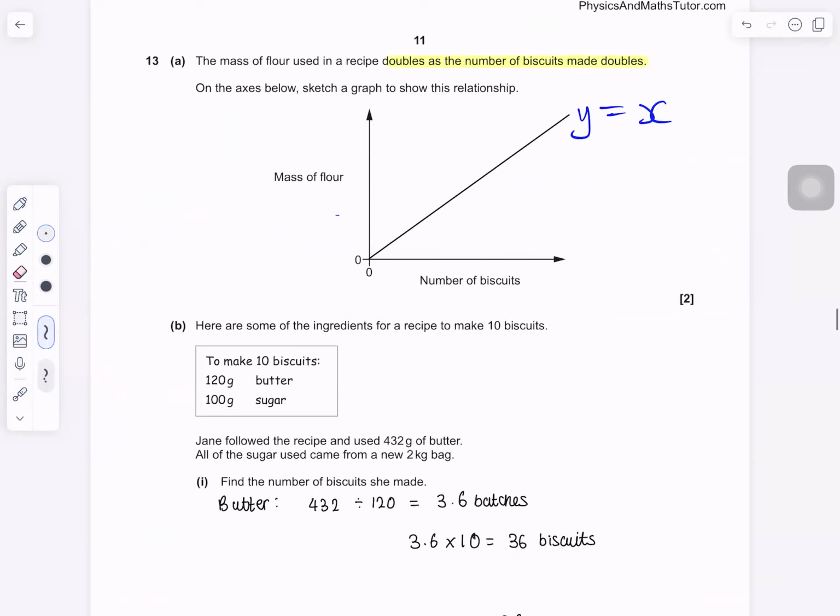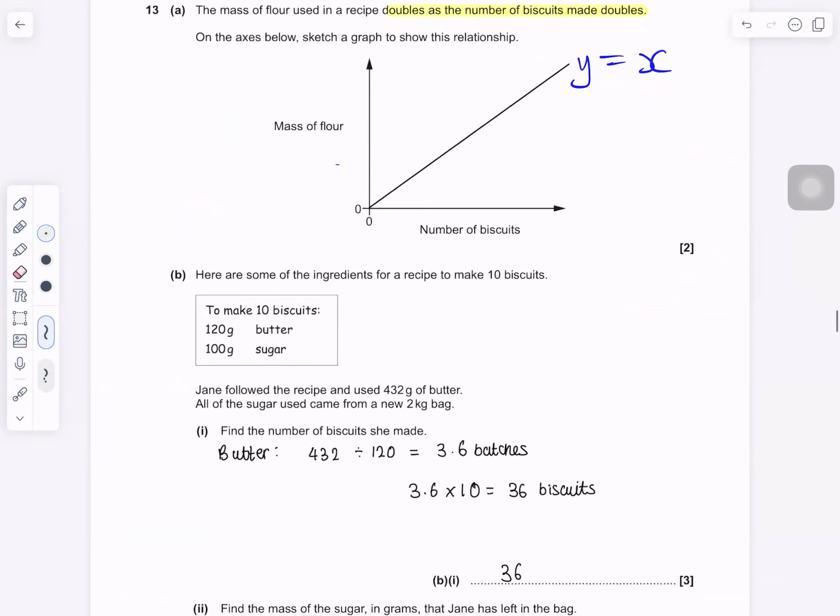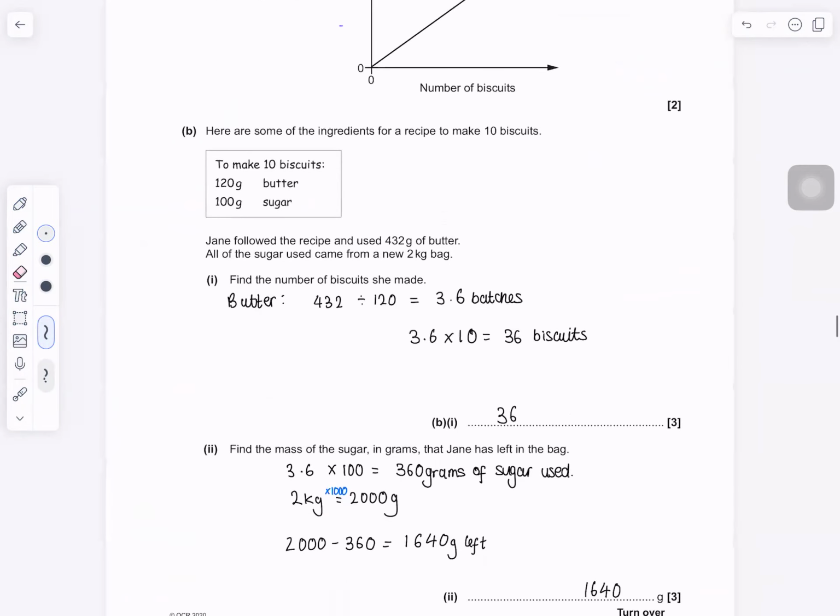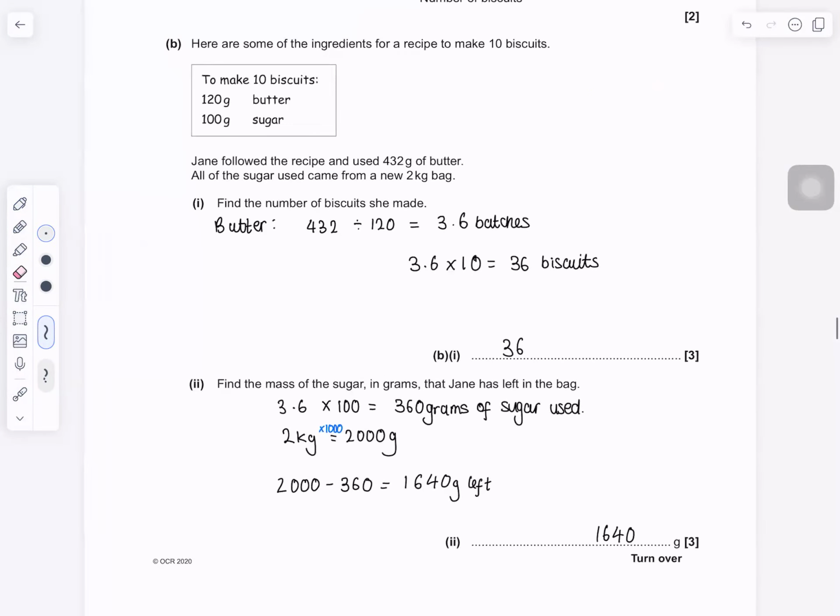What did you get your answer to be, Precious? I got 36 as well. 36. How did you get 36? What did you do? I did the same as you actually. I did 432 divided by 120. Then I did 3. Fantastic. And the third part, the last part, 1640. Did you get that one? No, I didn't get that one.